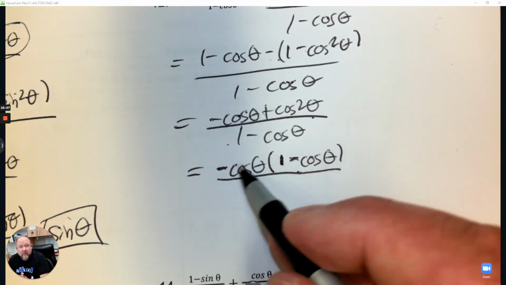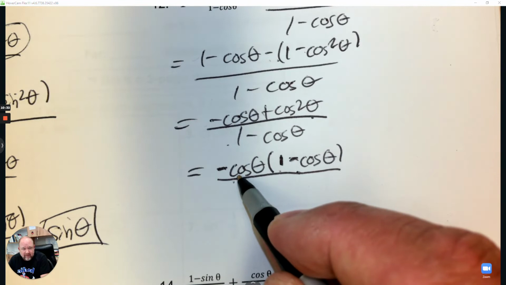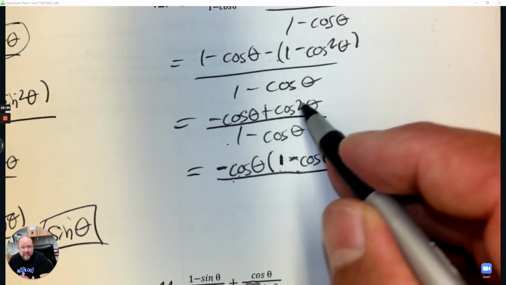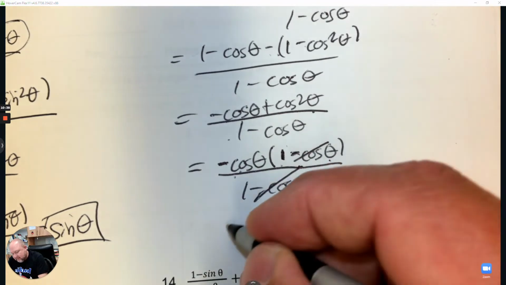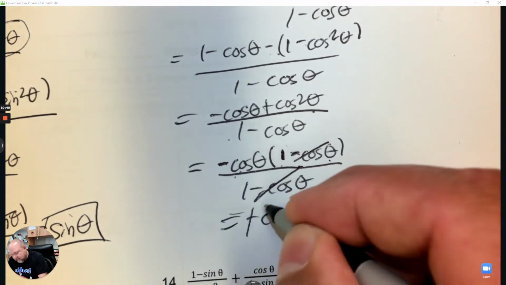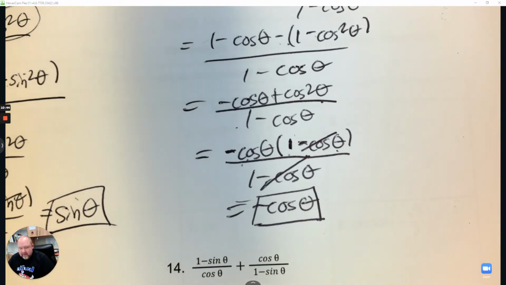And you can double check. What's negative cosine theta times 1? Matches. What's negative cosine theta times negative cosine theta? There's the square. And then divide out, and you have your answer. Man, did you get that before I did it? I'm super proud of you. All right, number 13.